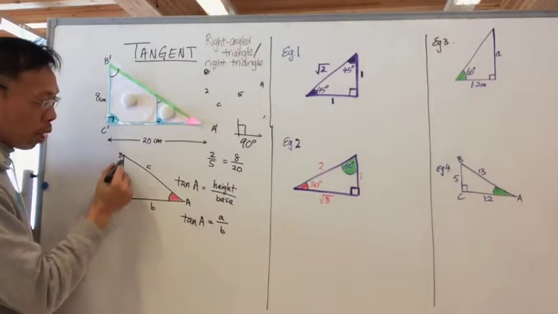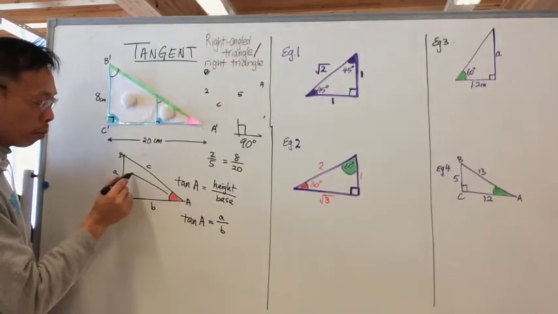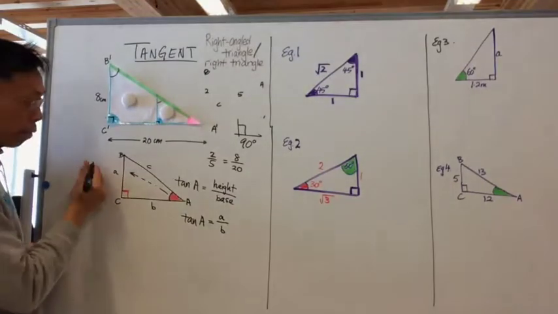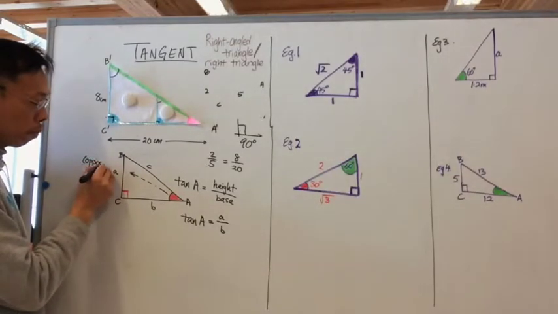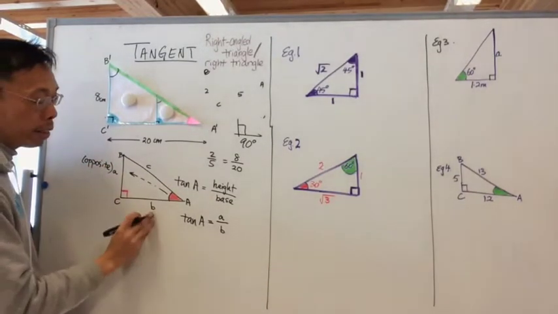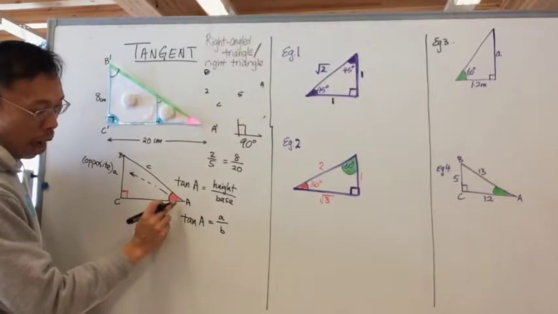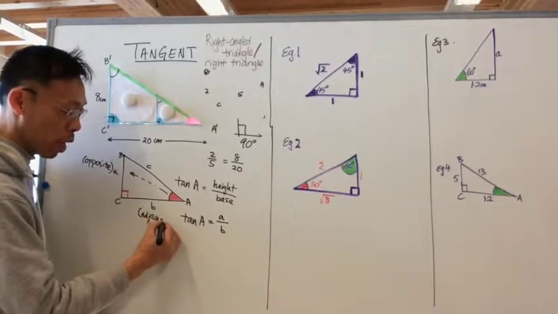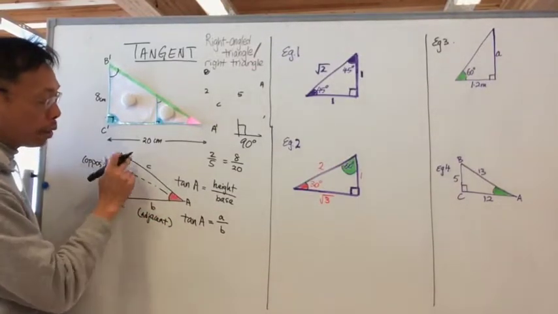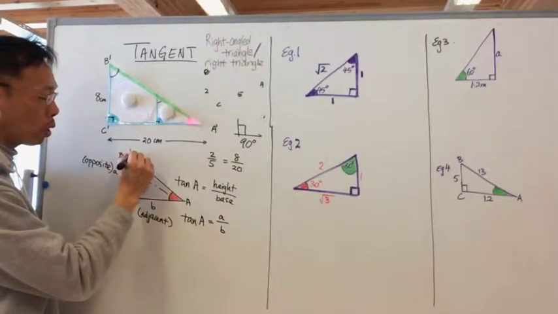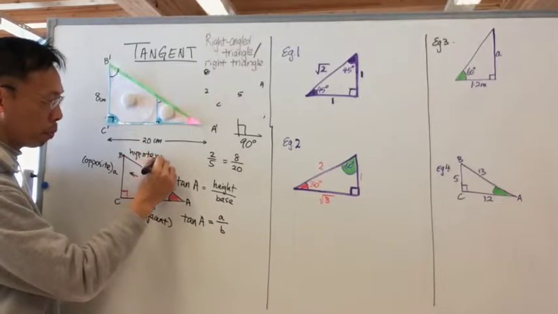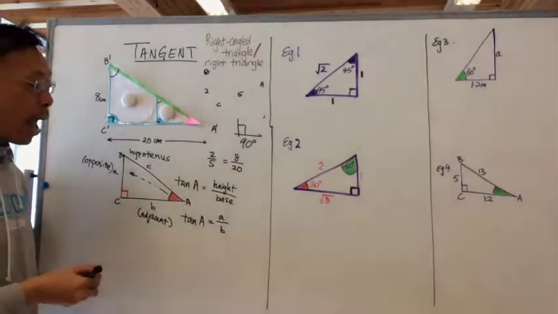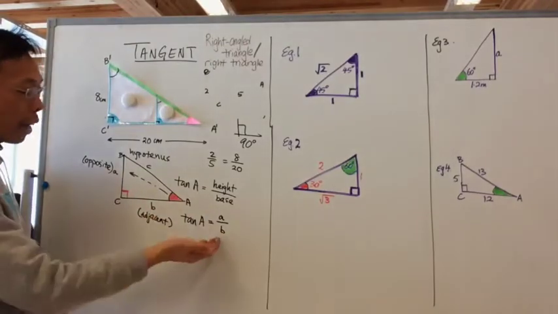Sometimes people call the side that is opposite the angle just the opposite, and the side that is adjacent to this angle A is called just adjacent. Adjacent means near to, and this line here is called the hypotenuse. So tangent A of a particular angle is defined as the height over the base.